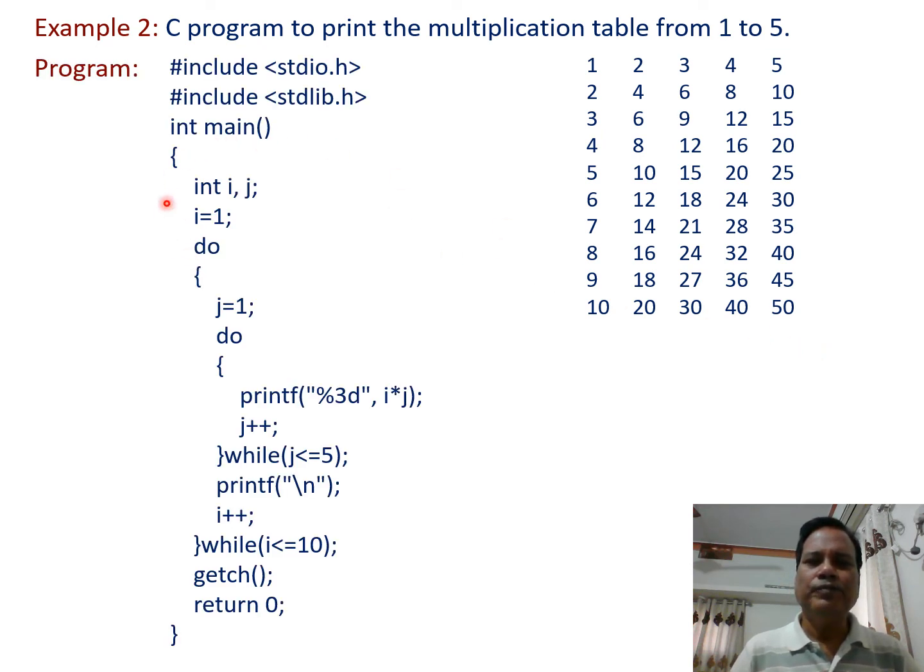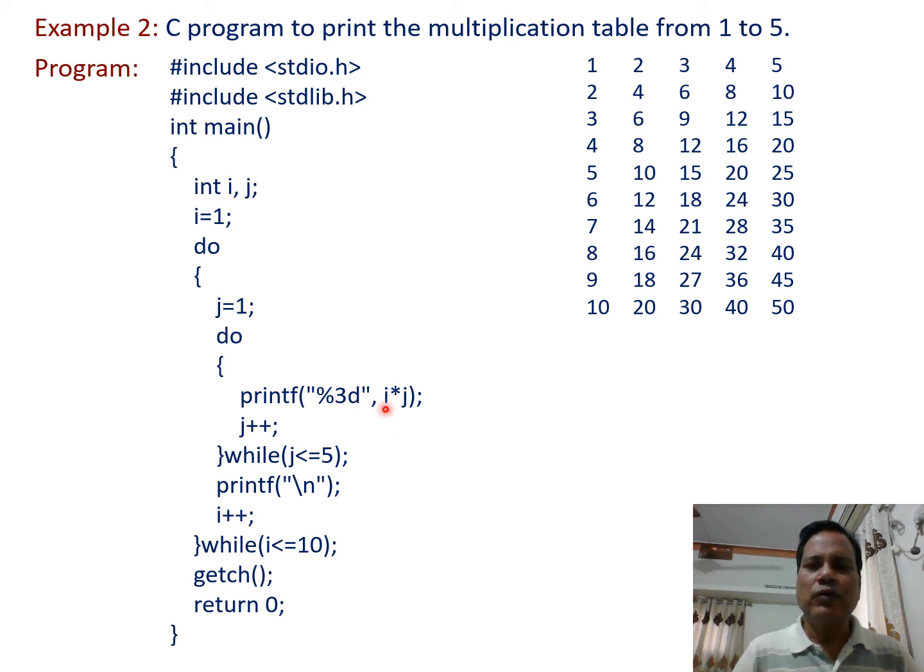In this program, the first statement of the main function declares two integer variables i and j. The next statement, i equal to 1, initializes the value of i as 1. Then within the open and close braces of the outer do, j is equal to 1, so the value of j is initialized to 1. Then within the body of the inner do while loop, printf with %3d prints, in 3 column spaces, the value of i into j.